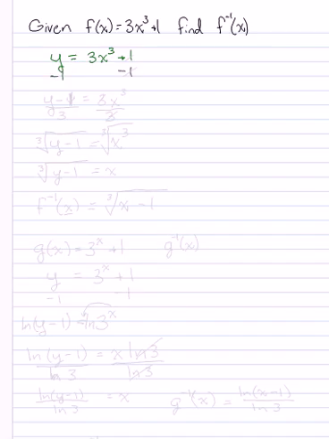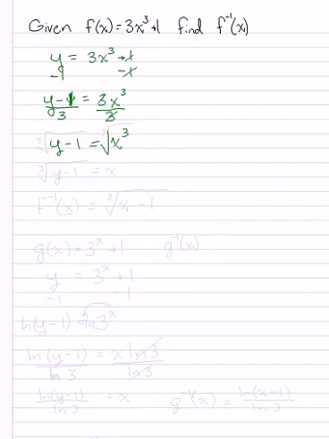So we subtract 1 from each side. Just cancel here. And we get y minus 1 equals 3x cubed. Now remember, we're undoing this. So we reverse our order of operations. So the next thing we have to do is actually divide by 3. So this cancels the 3's, and we get x cubed equals y minus 1.